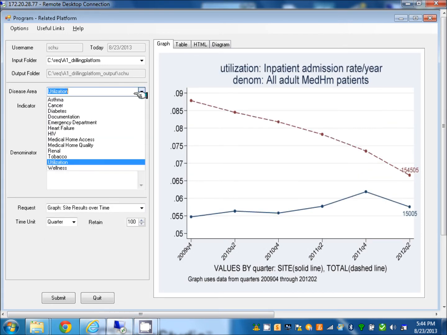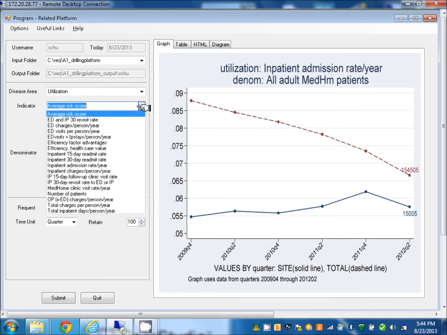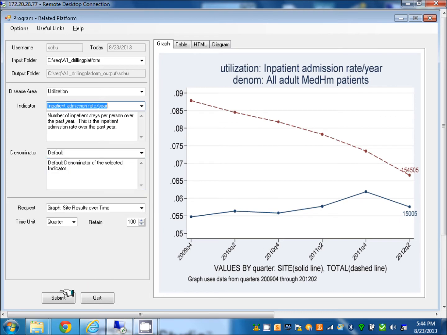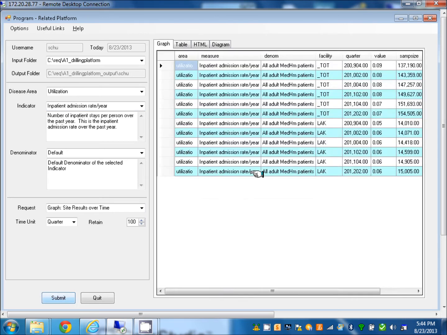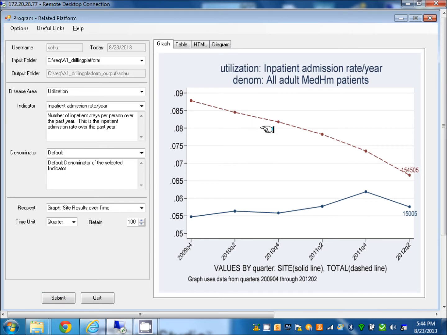The utilization area includes measures covering inpatient admission and readmission rates, emergency department visit rates, clinic visit rates, charges, and composite quality scores. For example, one measure is the annual inpatient admission rate per person in the medical home patient population. This shows a declining admission rate across the system, although not at Lolly Kemp, where the rate has historically been below the system level.